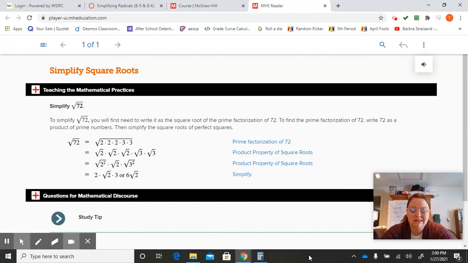Simplifying square roots. This is something that you will do in geometry, algebra 2, and further up into math the higher you go. So it's very important that you get a little bit of a grasp on it now.